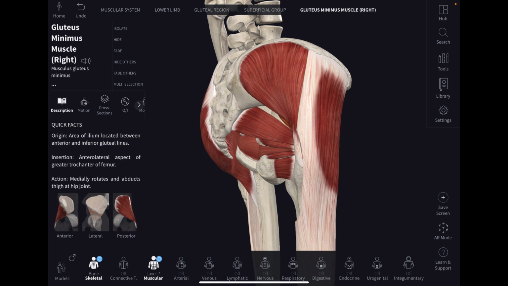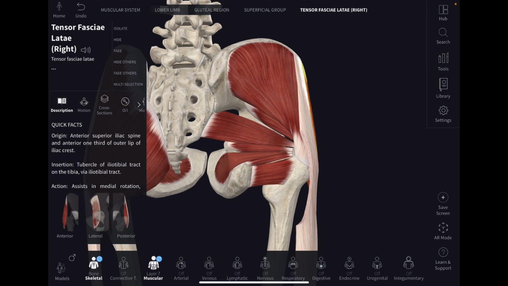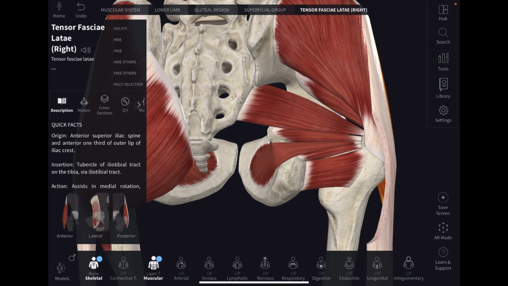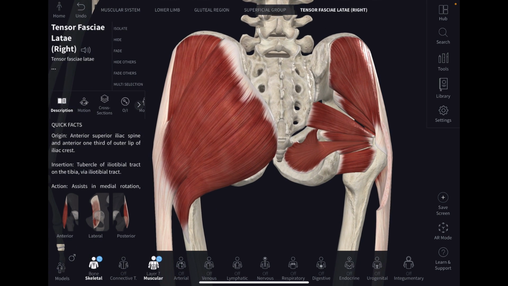The tensor fasciae latae muscle, or the TFL, helps with flexion, abduction, and medial or internal rotation. The deep rotators are small but important muscles that laterally rotate the hip and stabilize the joint. Now let's look at attachments and actions.